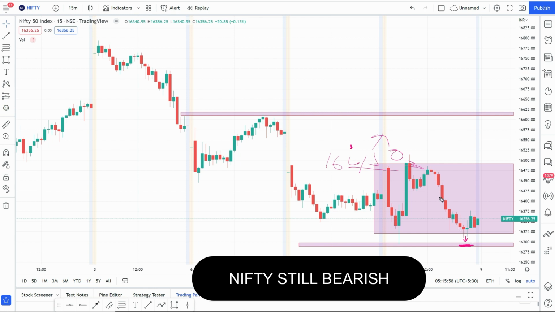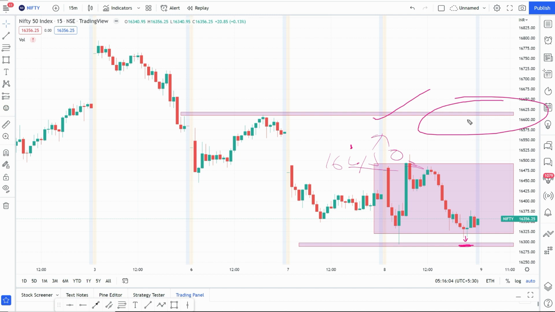On the weekly basis, these levels remain valid, so nothing has changed. At 16,600 and above we would look at going long in Nifty, but since it is still stuck in this bracket, we cannot go long for now.